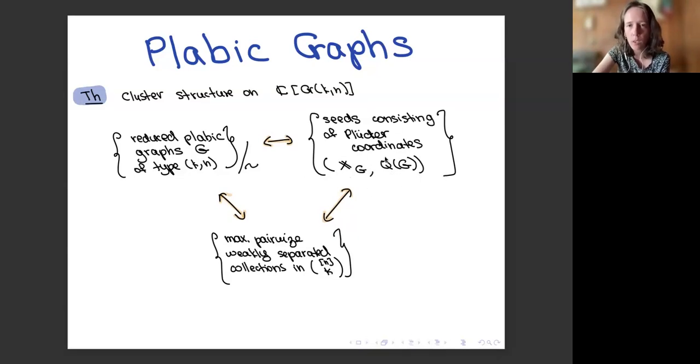where every cluster variable is a Plücker coordinate. So if you have a seed that consists completely of Plücker coordinates, then it comes from a plabic graph. Okay, so we don't just have a single initial seed to start with, we actually have a whole class of seeds which are nice and we understand very well. So in particular, it gives you an initial seed, but also many more.